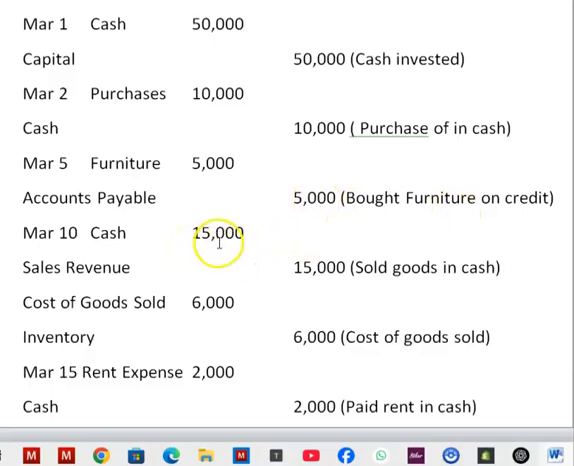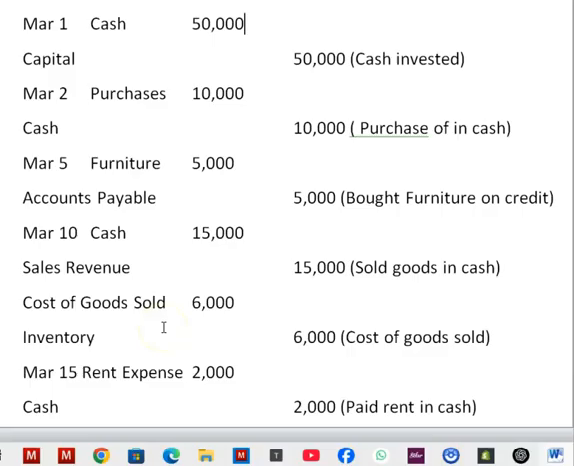On the 10th of March, we also have goods worth 15,000 naira sold in cash. So cash is receiving and sales revenue is giving. So in this case, we are debiting cash with the sum of 15,000 naira and crediting sales with the sum of 15,000 naira.